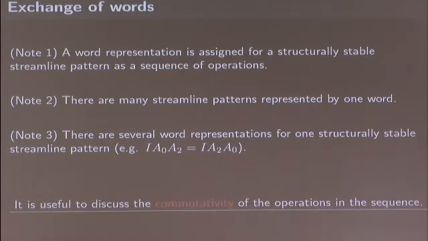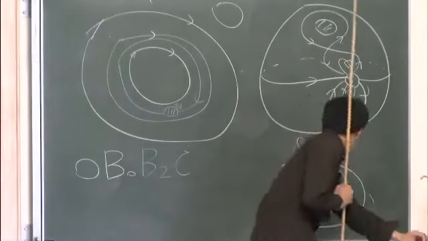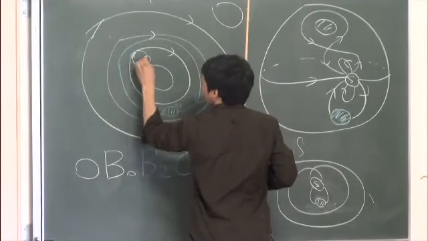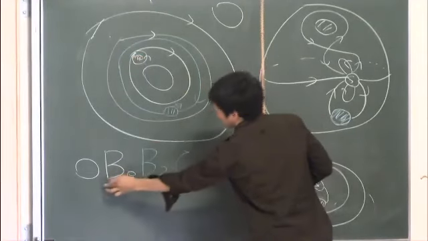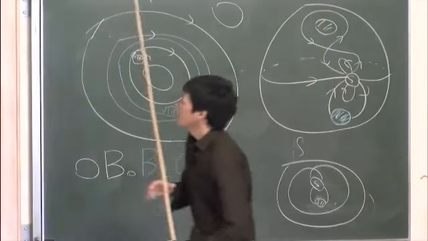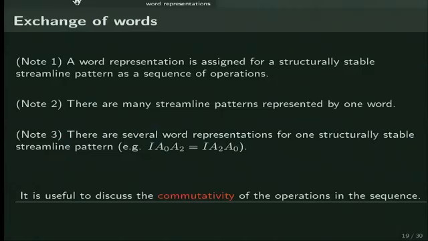Now I draw these words, but there is some possibility. This picture is also represented by these words, and therefore we need to consider the commutativity. But it looks like not a good situation.